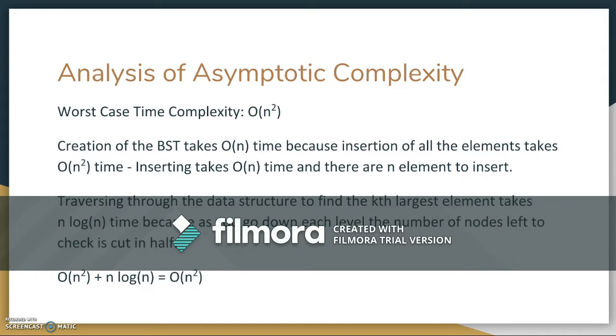Now when applied to our problem of finding the kth largest number in a set of integers, the worst case time complexity is O of n squared. The creation of the BST itself takes O of n squared time because inserting a number into the tree takes n time, and there are n elements to be sorted. Traversing through the data structure to find the kth largest element takes O of n log n time, because each level of the tree that you travel through, the number of nodes left to search is cut in half. However, this does not matter because the total time complexity for the algorithm ends up being O of n squared, because O of n squared plus O of n log n is still just O of n squared.